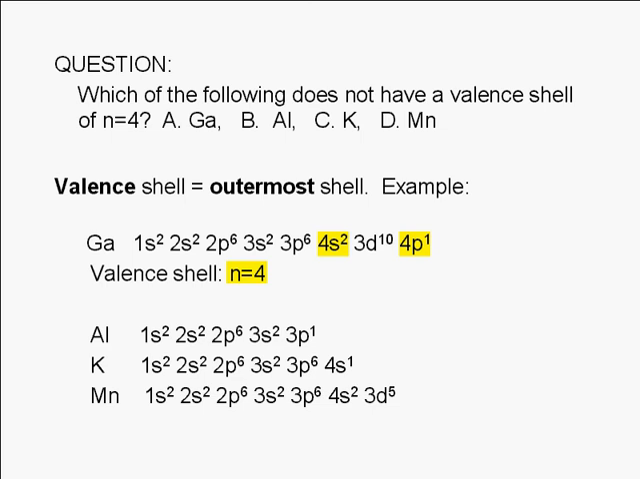We can see that the valence shell of aluminum is the third shell. The valence shell of potassium is the fourth shell, and the valence shell of manganese is also the fourth shell. Therefore, the correct answer is aluminum. Its valence shell is the third shell, n equals 3. For all other choices, the valence shell is the fourth shell.